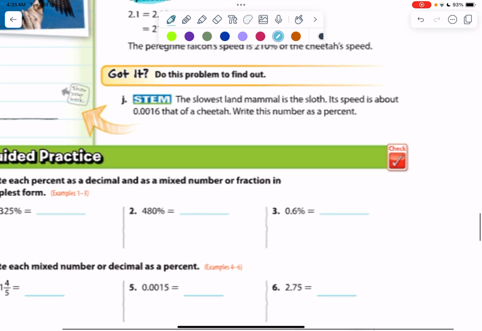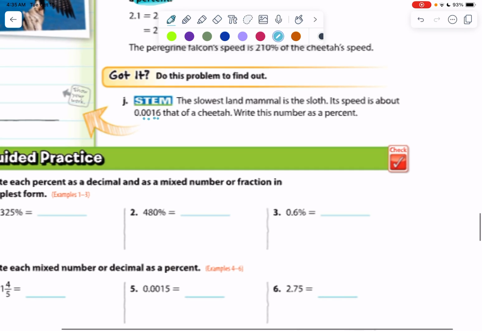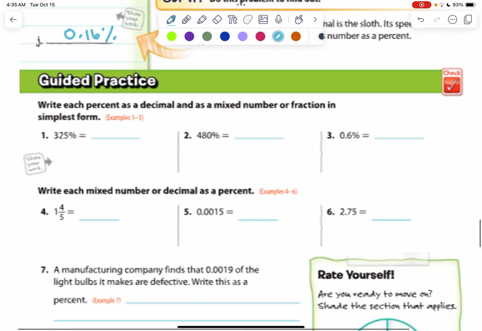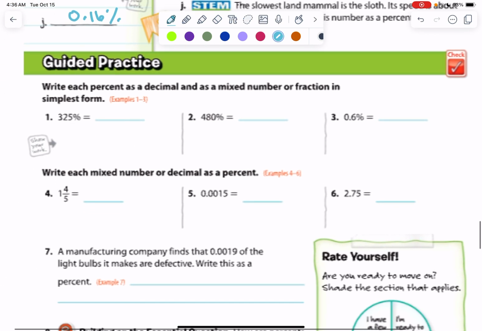Its speed is about 0.0016, tens, hundreds, thousands, 10,000s, 16 10,000s, that of a cheetah. Write this number as a percent. We're going to move the decimal. So that is 0.16%.